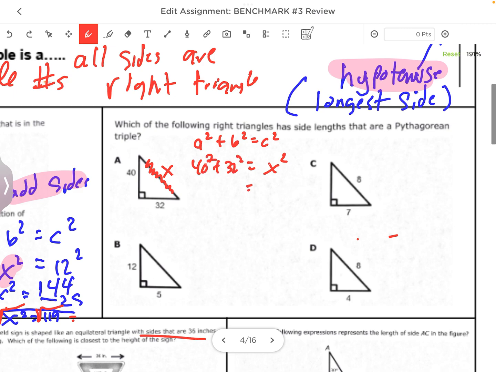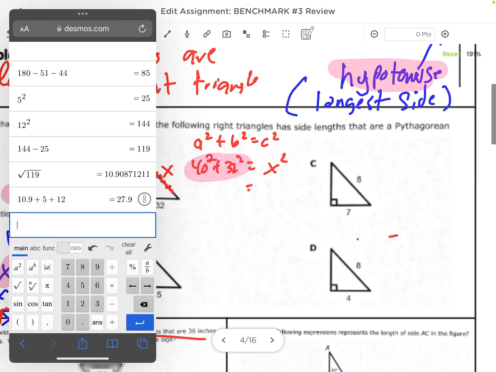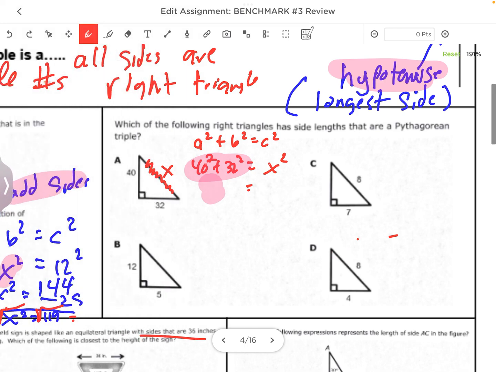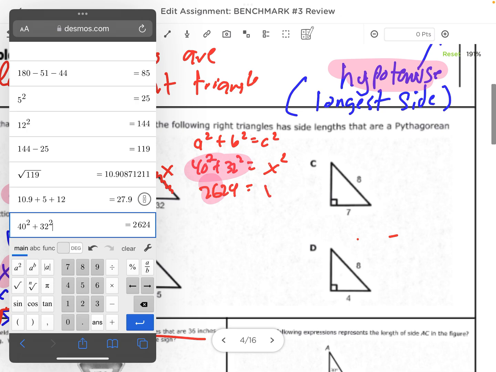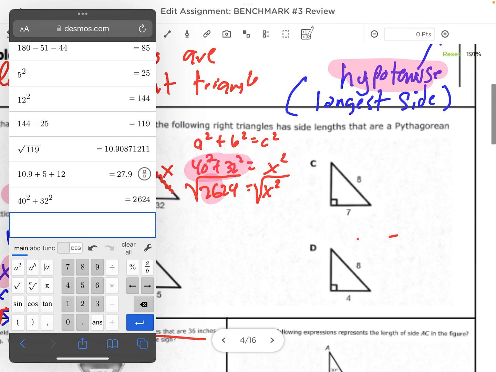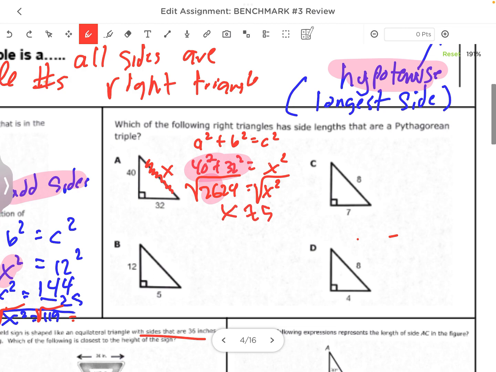32 squared. And now we can put that all in our calculator. So we're going to say 40 squared plus 32 squared. It gives us 2624, so 2624 equals x squared. And we're trying to see if it is a whole number, so let's take the square root of that. The square root of 2624 is not a whole number. It's 51.24, that's no good.